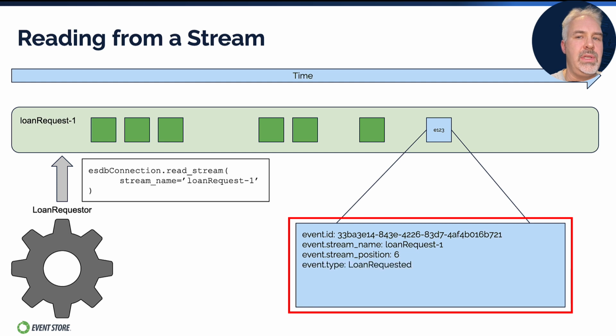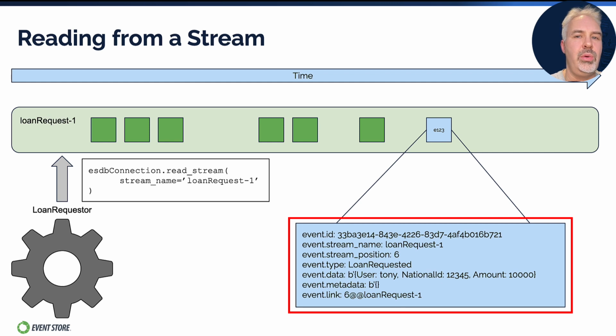Type is a string representing the name of the type of this event. Data is a byte stream representing the encoded data payload of the event. In many applications, this is just a JSON object that is decoded and processed. Metadata is also a byte stream representing the encoded metadata payload of the event. This is also often just a JSON object that is decoded and processed.